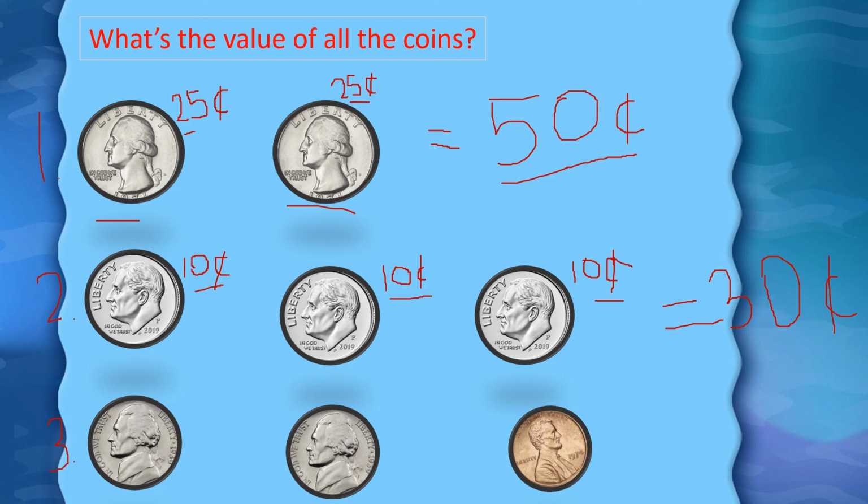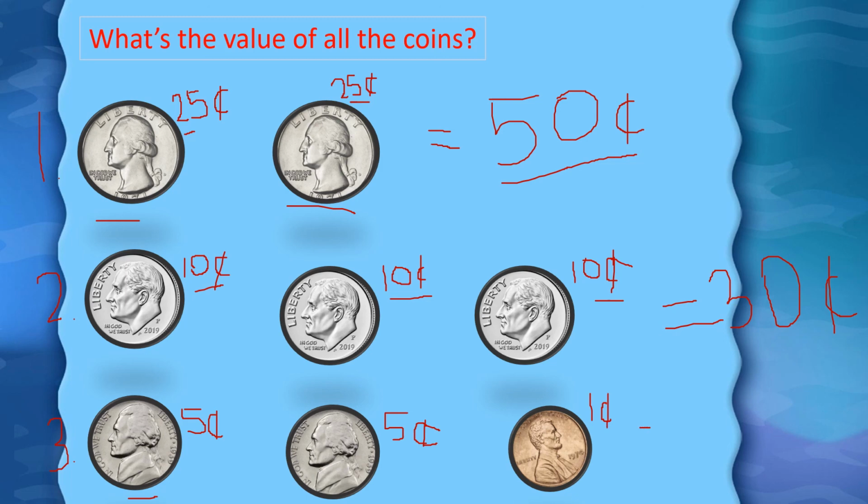Now let's look at the last one, number 3. So we could tell that this coin is a nickel. A nickel is worth 5 cents. So let's write 5 cents. And let's go to the next one. The next one is also a nickel, so it's 5 cents. But the last one, it's a penny. And we know it's a penny because it's brown. So a penny is worth 1 cent. So let's write 1 cent.